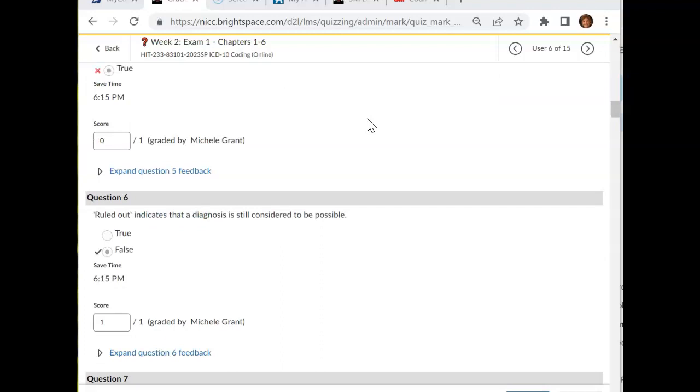Okay, number 6. Ruled out indicates that a diagnosis is still considered to be possible. All right, that is false. If it has that D on the end, it is not possible. That means they actually ruled it out. Now, if they state rule out and they are an inpatient, that is definitely possible. You code it as they do have it. So keep that in mind.